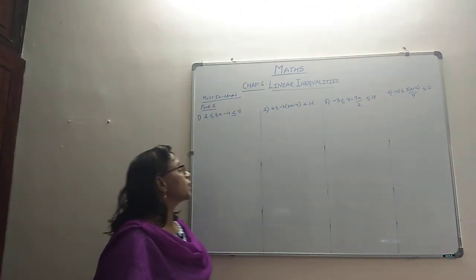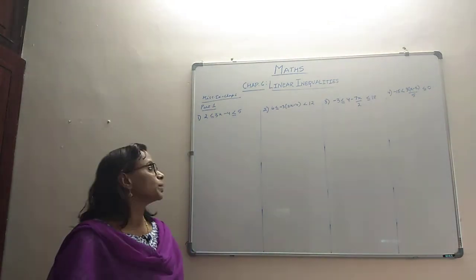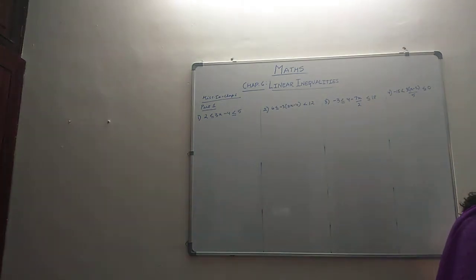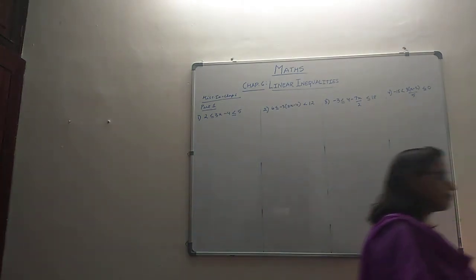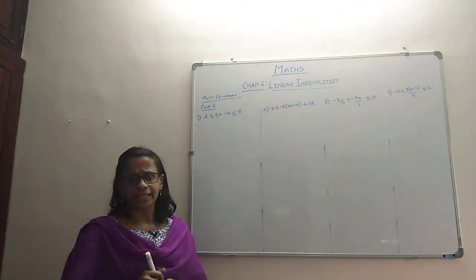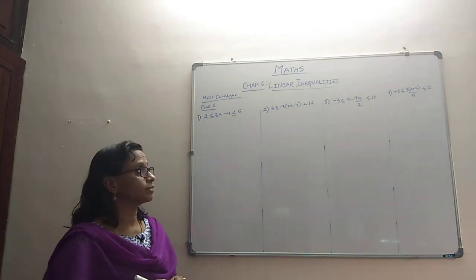Hello folks, we are starting with the miscellaneous exercise chapter 6. We will be taking up the initial questions, and here they ask us to solve the inequalities. The first few questions are to solve the inequalities. We are going to solve this and get the values of x, or whatever the variable that is given.